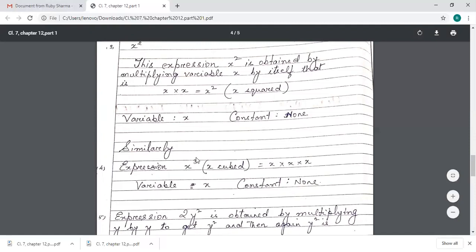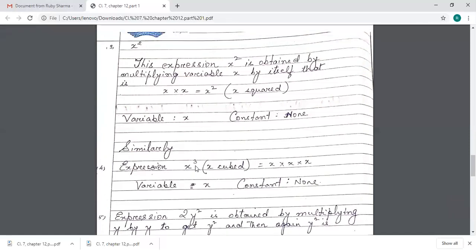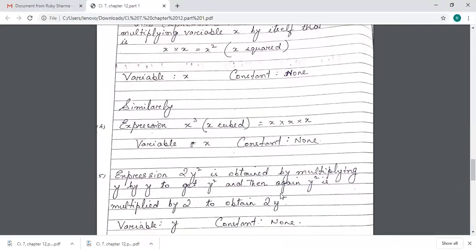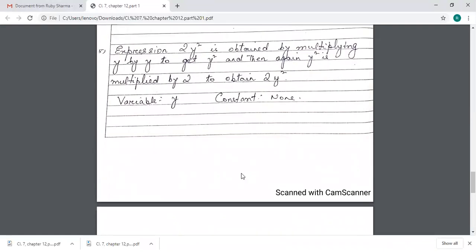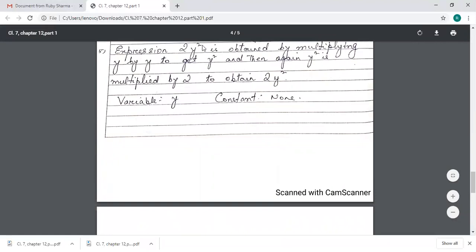Similarly, in this expression, the variable is x and there is no constant. And how do we obtain this? This is called x cube or x to the power of 3, and it is obtained by multiplying x into x into x. Now the next one, the expression 2y squared. This is also an expression. How is it obtained? First, we multiply the variable y by itself, that means multiplying y by y, and we get y squared. And then y squared is multiplied by 2 to obtain 2y squared.